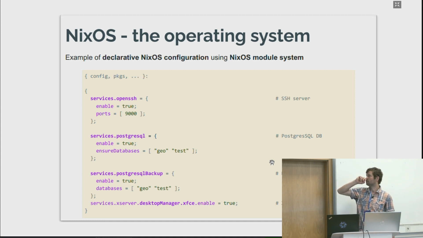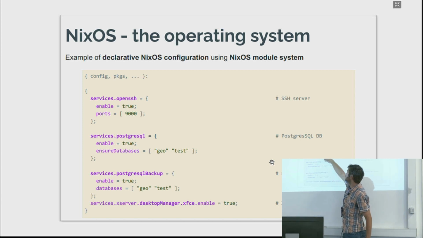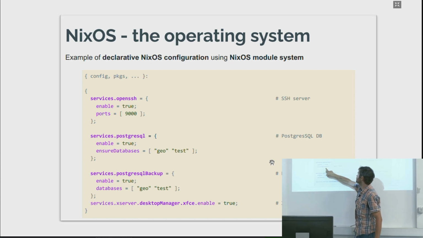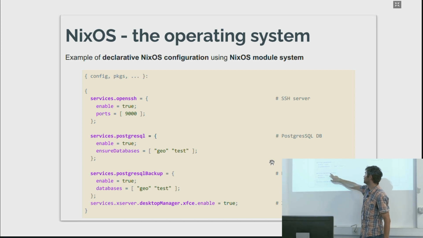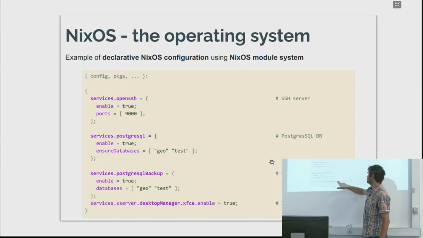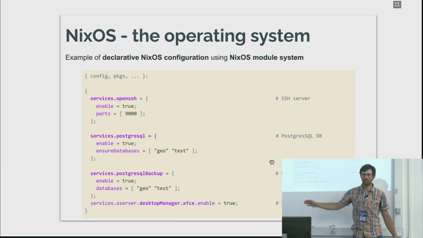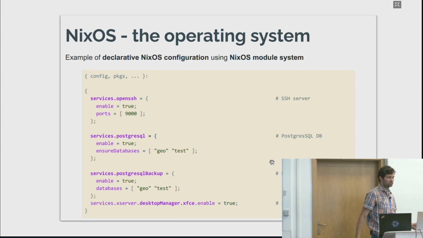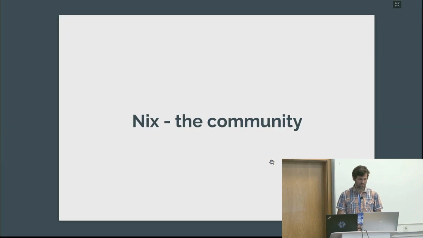This is an example of configuring NixOS. Here you can see I said I want the OpenSSH service running on this port. I want PostgreSQL. I want these 2 databases to be present. I want them to be backed up, so services.postgresqlBackup, and I want to back up these databases. And I want an XFCE desktop available on my computer. This is enough to get a full operating system running a database and desktop.